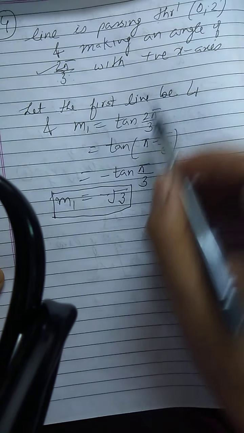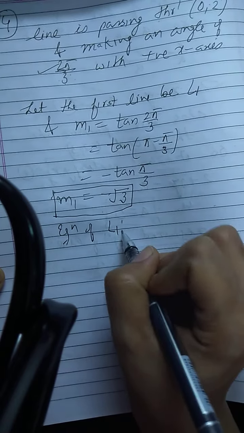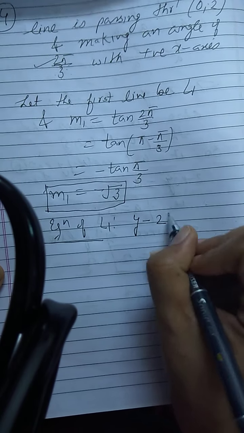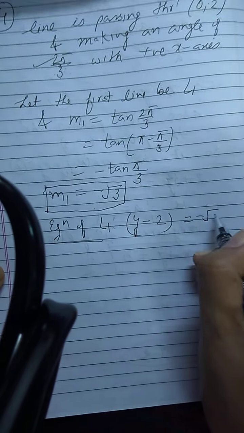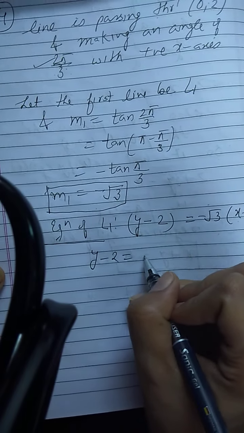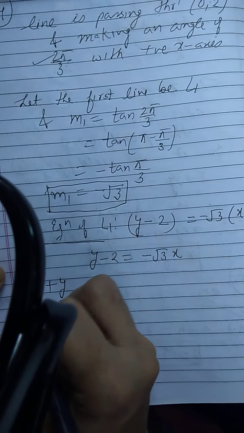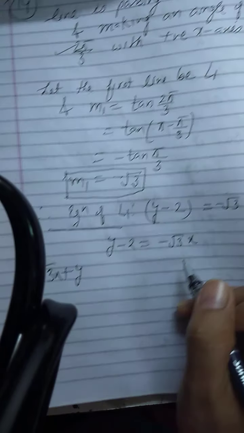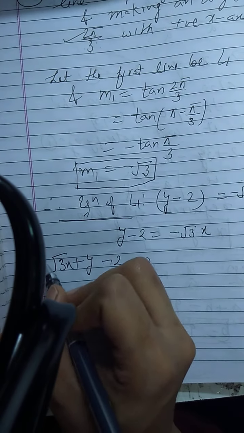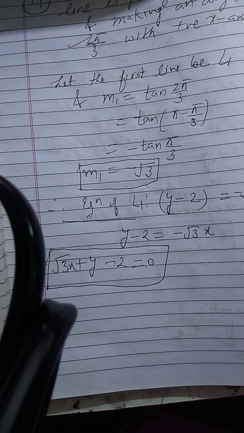Now the point is given and we have calculated the slope, therefore the equation of L1 will be y - y1 = slope into (x - x1), where y1 is 2 and x1 is 0. So we have y - 2 = -√3x, so √3x + y - 2 = 0. This will be the required equation, which means the first line is done.